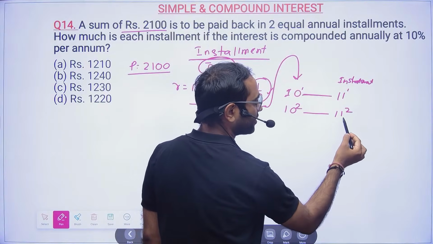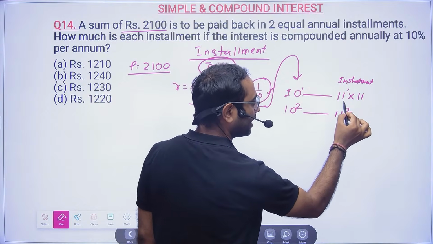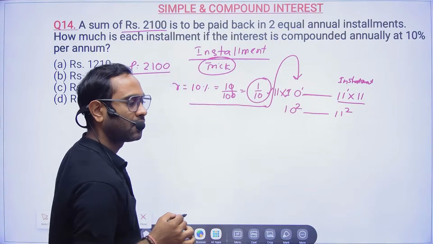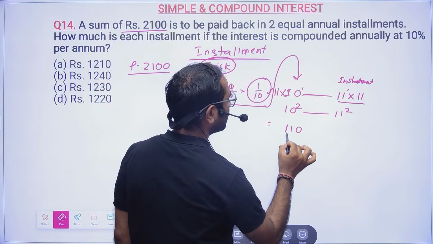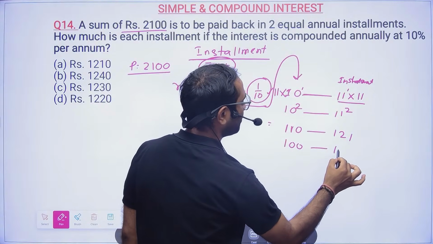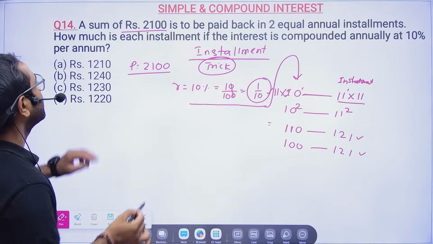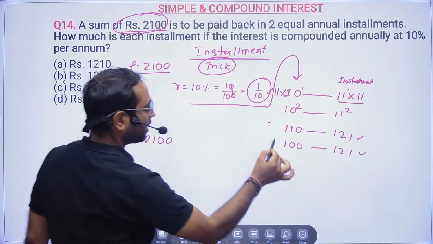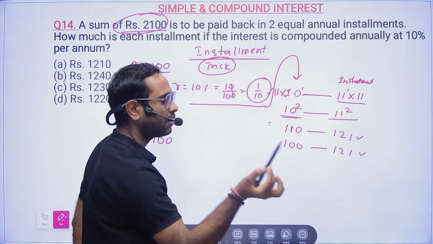To make the installment the same, this is 11 and this is 11 square. So I need to make it 11 square. So on both sides I need to multiply by 11. So this will be 110 and this will be 121, and this will be 100 and this will be 121. Now see, my installments are the same now. Now what is given? Principal is given, 2100, correct? Here this side is our principal and this side is our total installment.